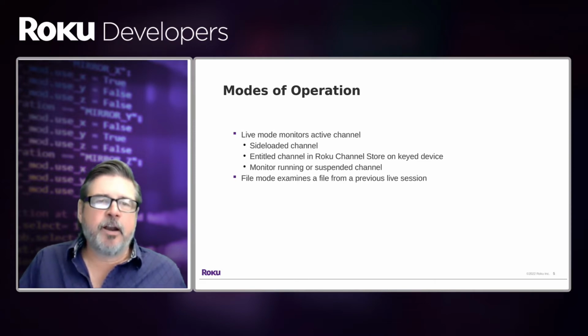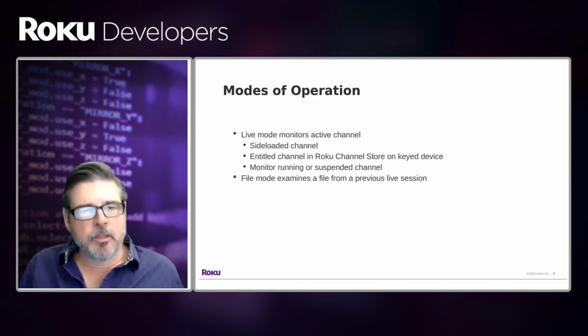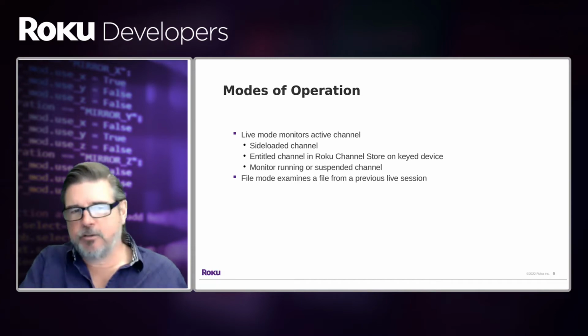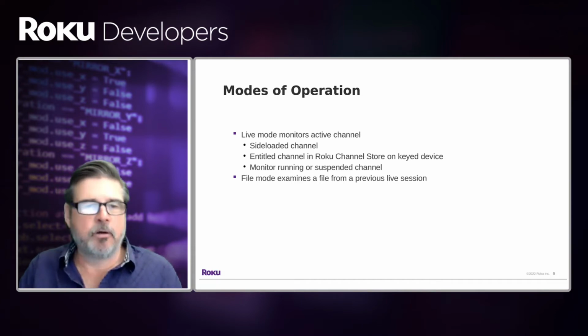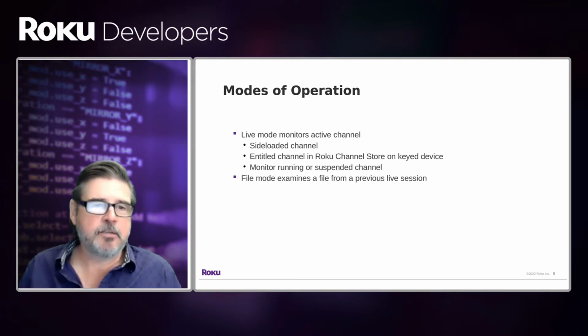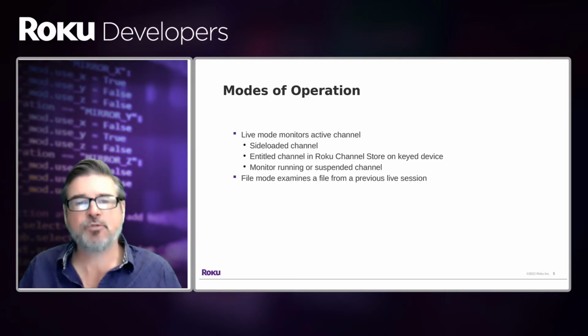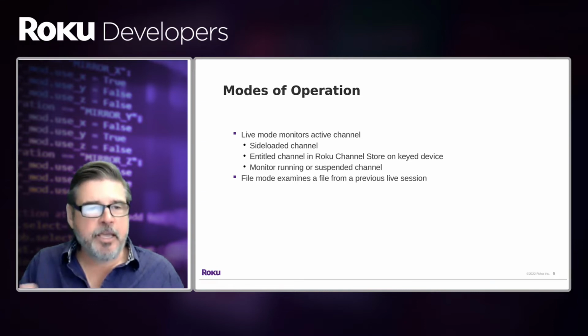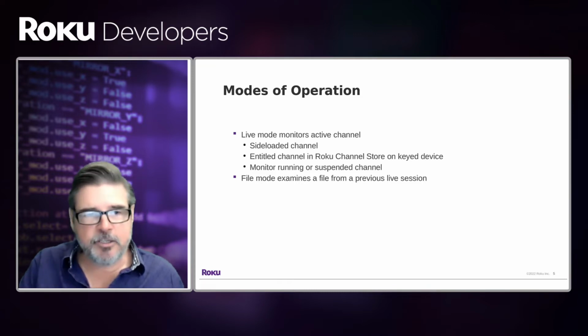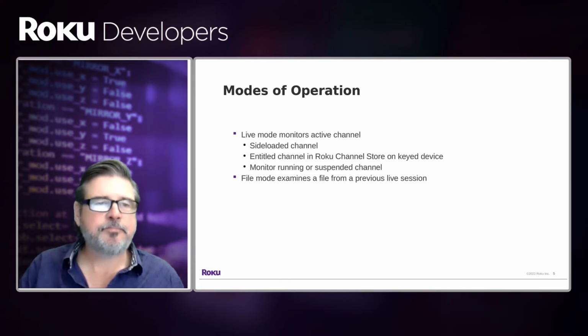So Roku Resource Monitor has two real modes of operation. One is the live mode, where you're monitoring the active or a suspended channel. So you can see what your channel is doing while it's running, while it's suspended over a significant period of time. It will work on the side-loaded channel. It'll also work on a channel that's been downloaded from the channel store if the device is keyed and the channel store channel is signed with the same key that's on the device. You can also monitor that channel. So you can monitor your actual production channel. And then again, as we mentioned, it's got this file mode where you can save a session, come back, load it in later, and re-examine that data.